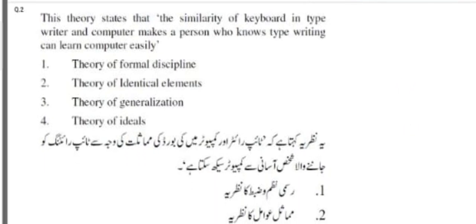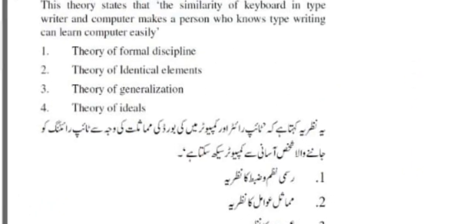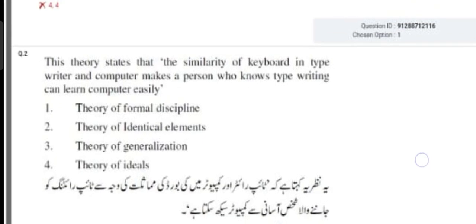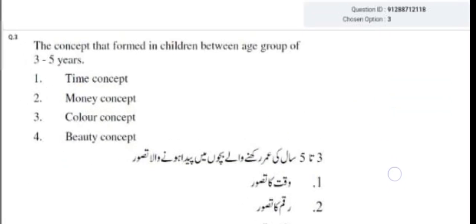This theory states that the similarity of keyboard in typewriter and computer makes a person who knows typewriting can learn computer easily. The options are theory of formal discipline, theory of identical elements, theory of generalization, theory of ideals. So the answer is theory of identical elements. So yeah, let's go with the third question.